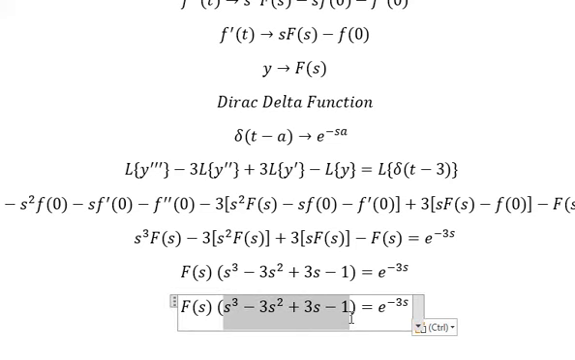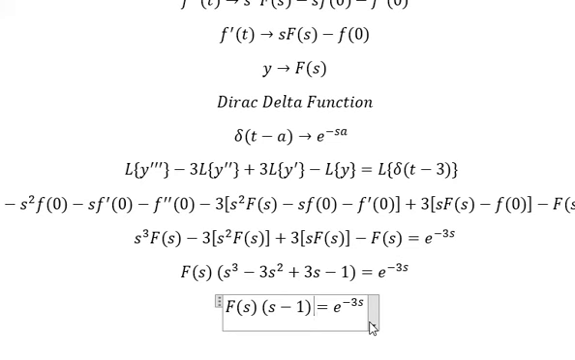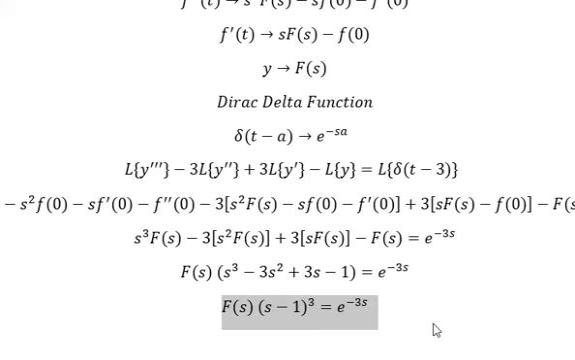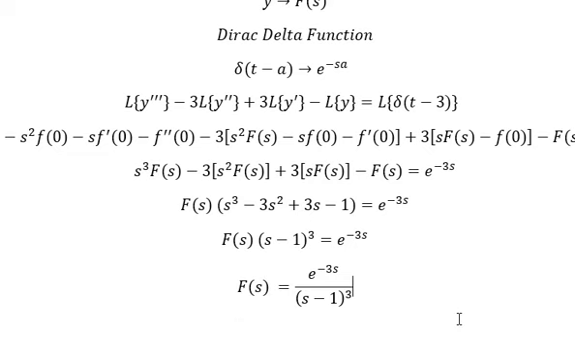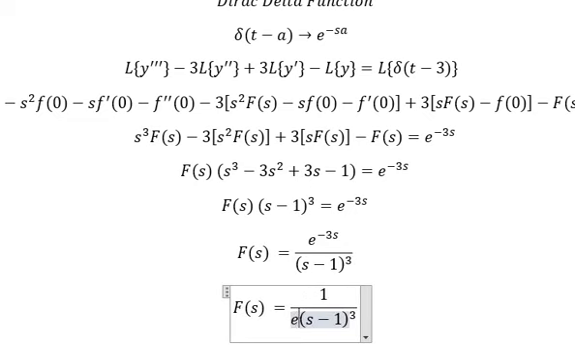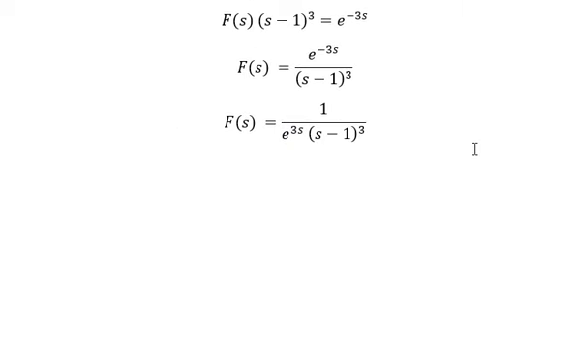So this one, this is about identity. So we put s minus 1 to the power of 3. Later we divide both sides by this one. And this one we can put into 1 over e to the power of 3s. Here is the formula to do the inverse Laplace transformation.